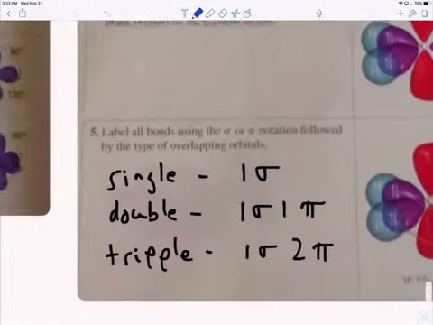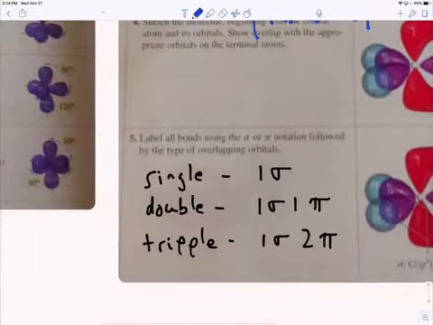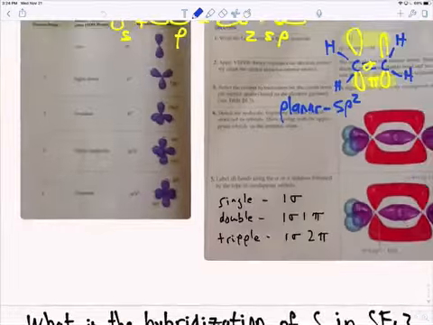And a shortcut: a single bond is a sigma bond, a double bond is 1 sigma, 1 pi, a triple bond is 1 sigma and 2 pi. So you guys write that down, okay.